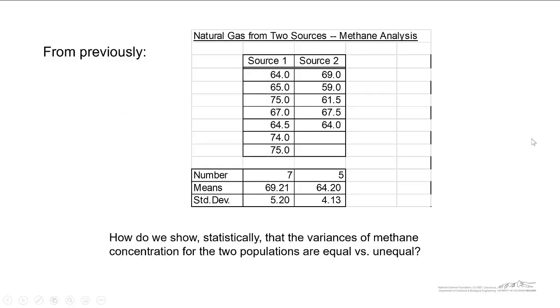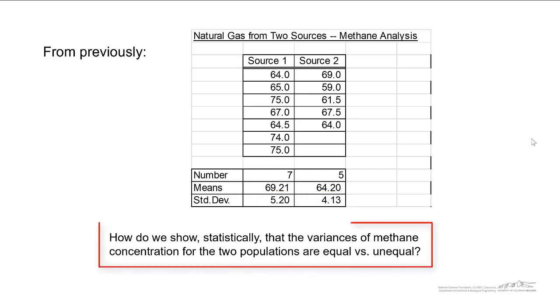From previously, when we were talking about comparison of means, we had to make the assumption that the population variances were either equal or not equal. For example, we worked through this natural gas example. We determined the standard deviations to be 5.2 and 4.1, and we just assumed that those are pretty similar. We assumed the variance equal case.